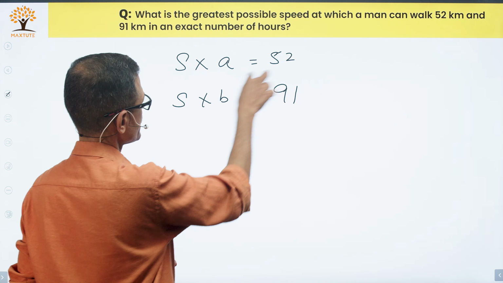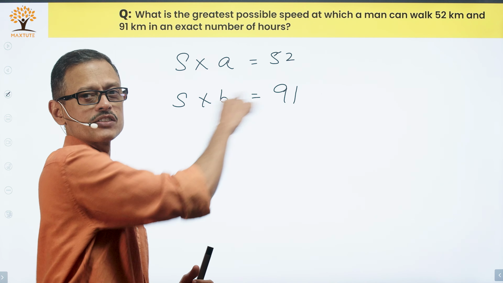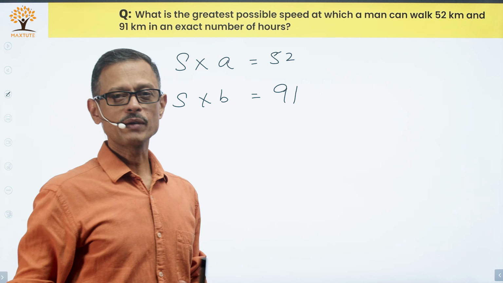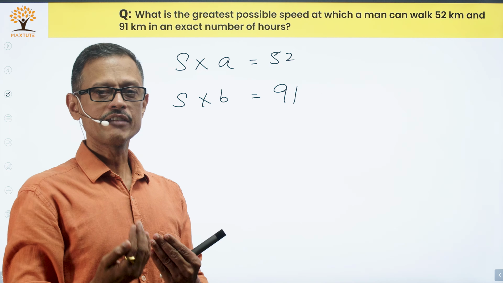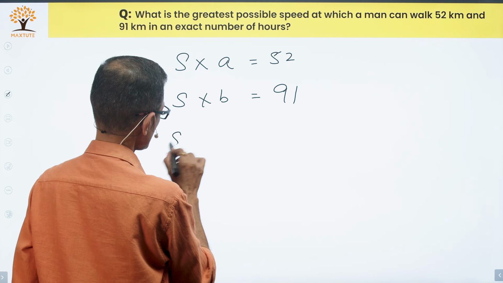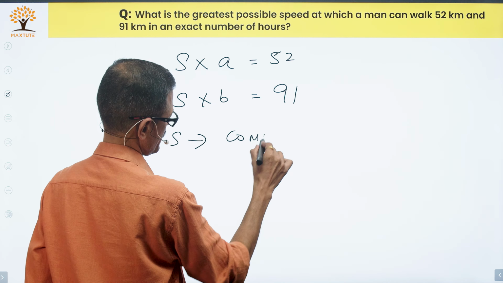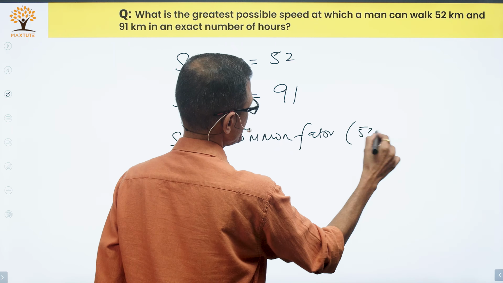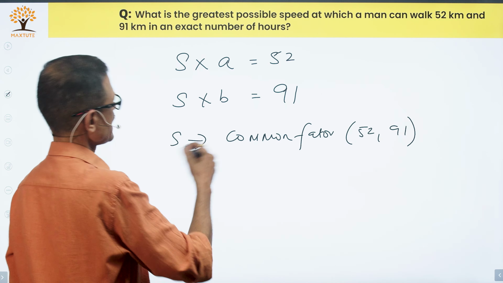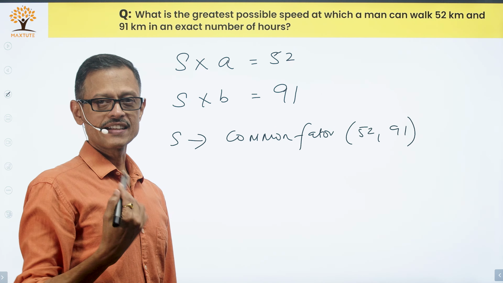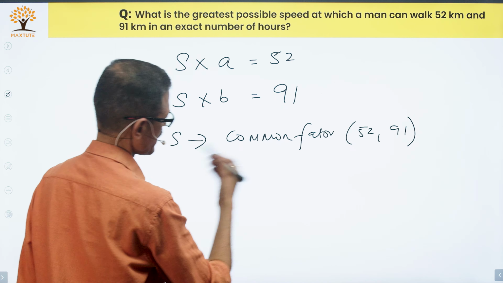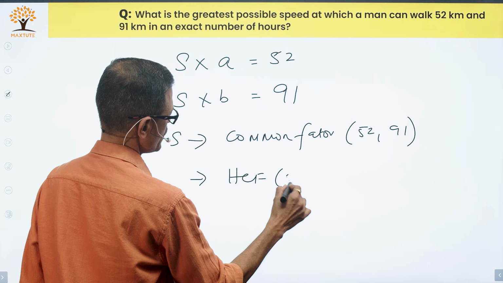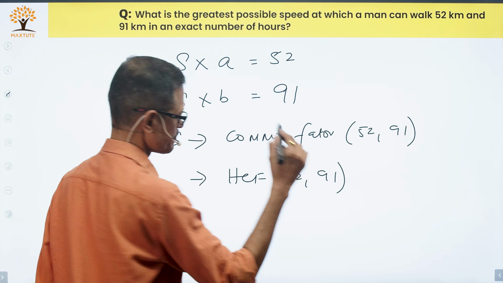So S is a number that will divide 52. S is a number that's going to divide 91, because S times A is 52, S times B is 91. So S will divide 52, S will divide 91, which means S is a common factor of 52 and 91. We're trying to find out the greatest possible value that S can take. Essentially the greatest common factor, highest common factor. S is nothing but the HCF of 52 and 91.